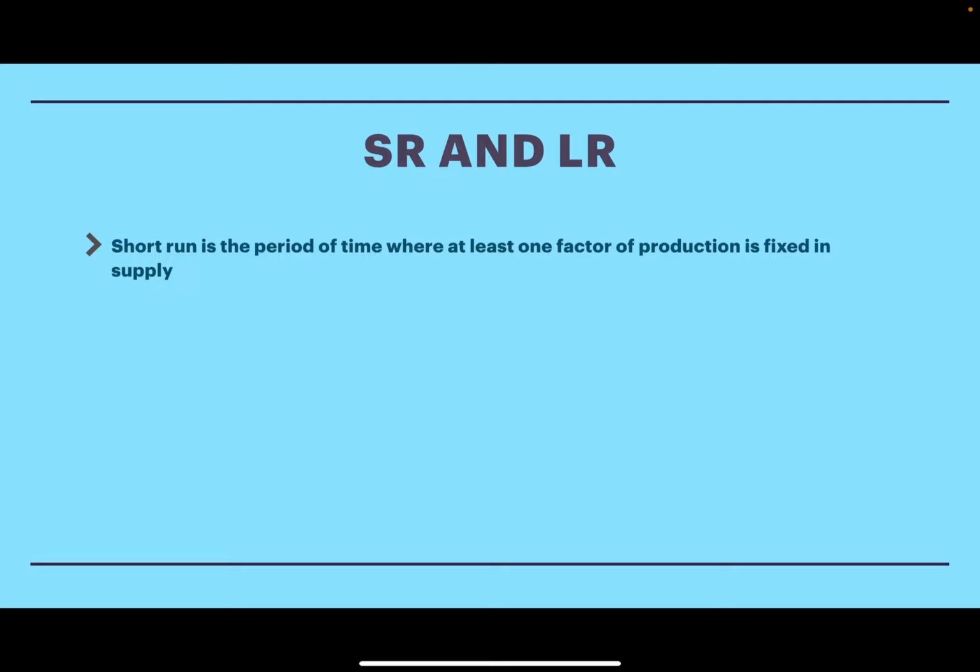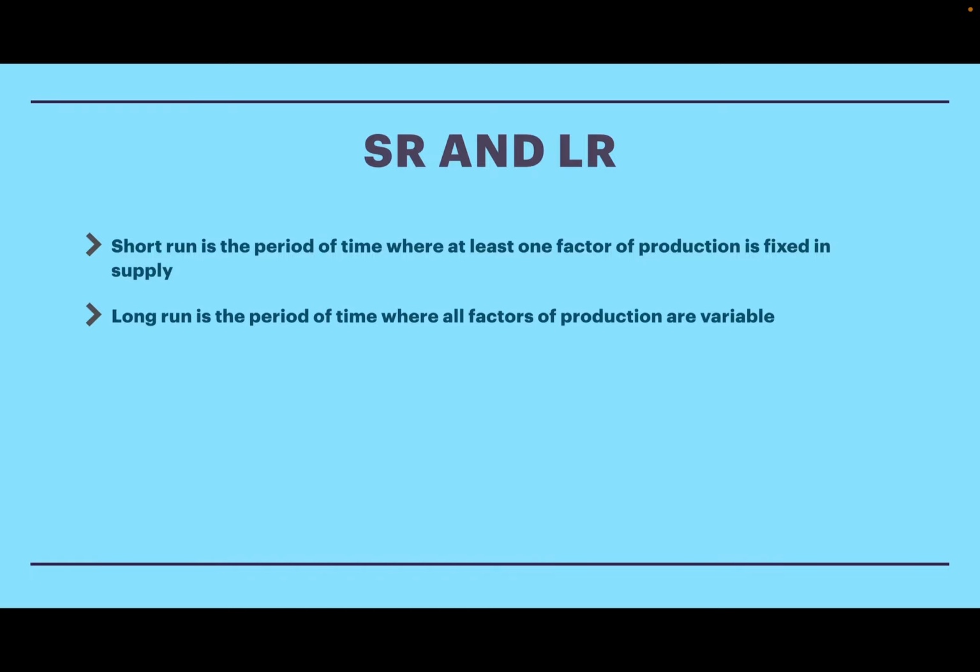So just as a quick recap, the difference between short run and long run. Short run is where at least one factor of production is fixed. Remembering your factors of production are land, labour, capital, enterprise. So usually it would be the factory that is fixed. You can't move to a bigger factory in the short run, but in the long run you can. So in the long run, all factors are variable.